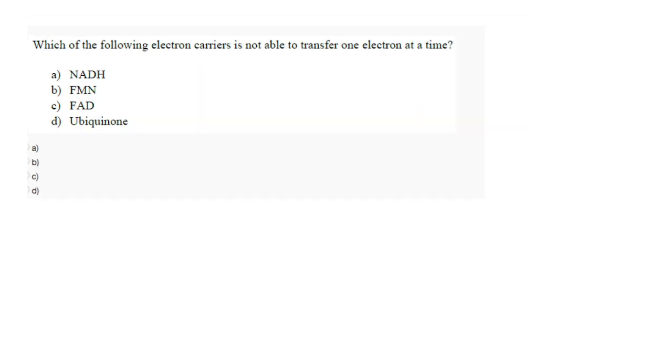Which of the following electron carriers is not able to transfer one electron at a time? NADH, FMN, FAD, ubiquinone. So this is NADH, sir.